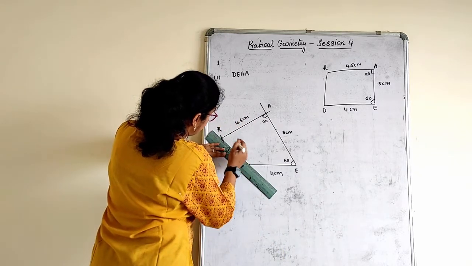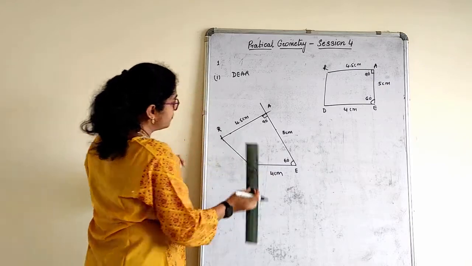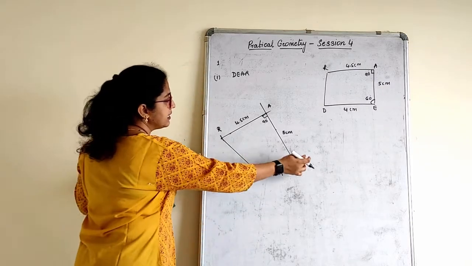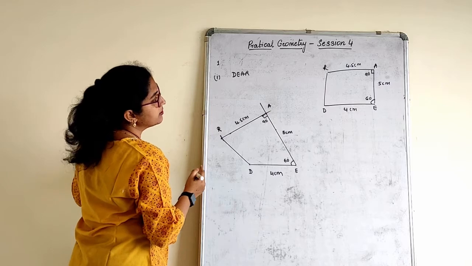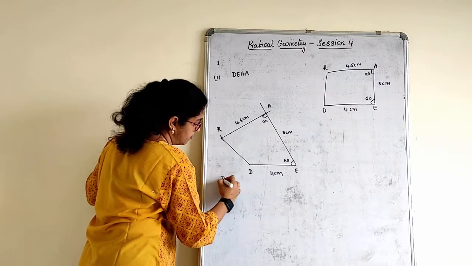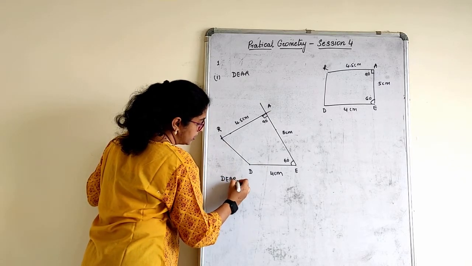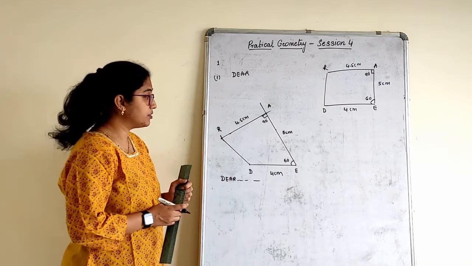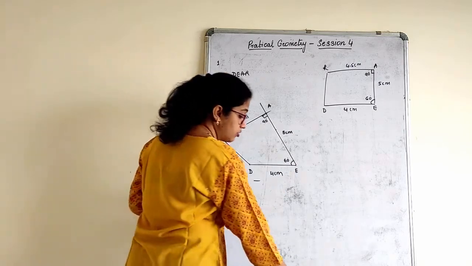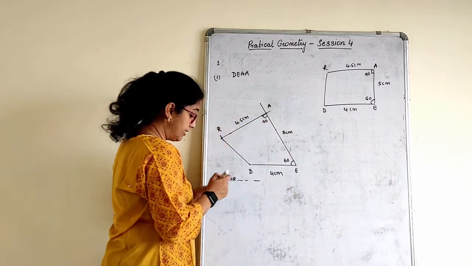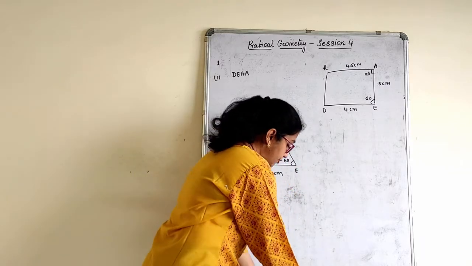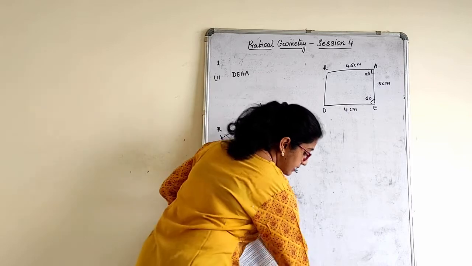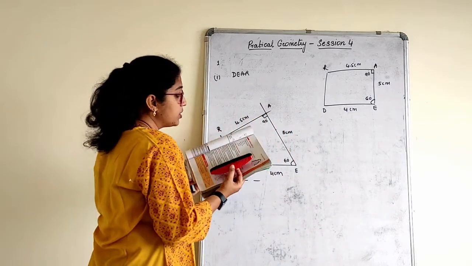Join DR. So DEAR is the required quadrilateral. Very simple. How to do this? Right? Main thing is here, you should know the rough diagram very clearly, what you have to draw. Let's see the next one.